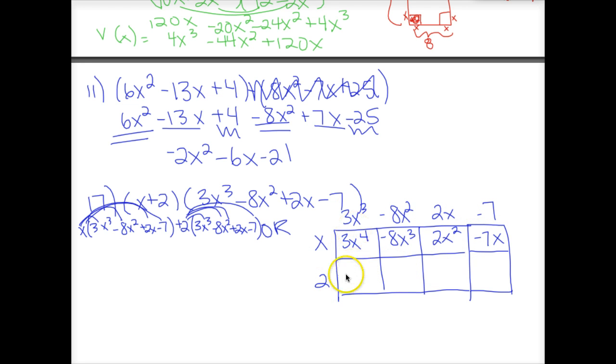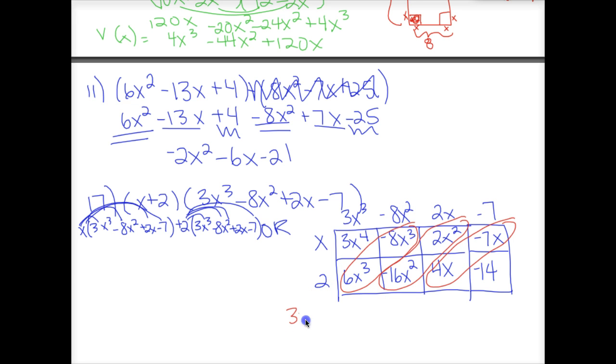2 times 3x cubed is 6x cubed. 2 times negative 8x squared is negative 16x squared. 2 times 2x is 4x. 2 times negative 7 is negative 14. So now I just need to combine my like terms. I've got x cubes here, x squareds here, and plain x's here that all need combined.